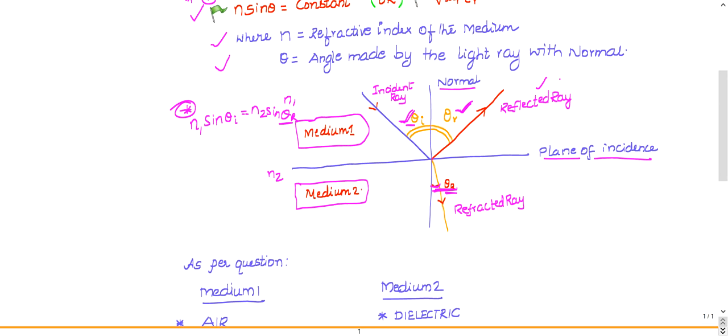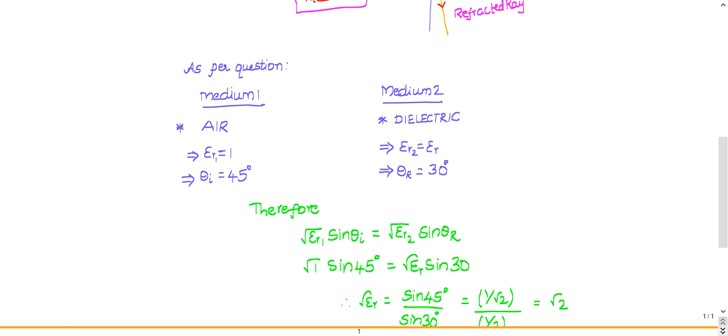Now let us see what is given in the question. It is clearly given that the first medium is air and the second medium is a dielectric. The first medium has a relative permittivity epsilon r of 1, as always for air, and the angle of incidence is 45 degrees. For the second medium, he is asking what is epsilon r.